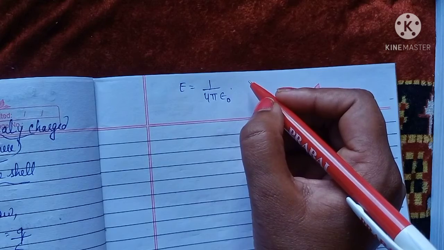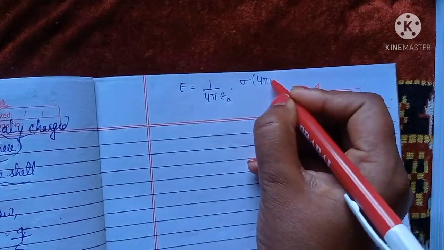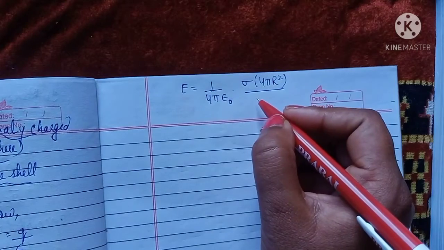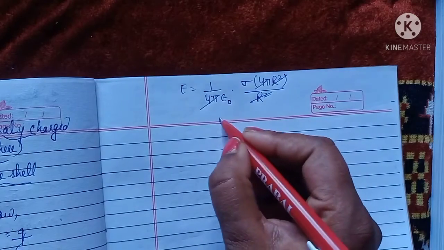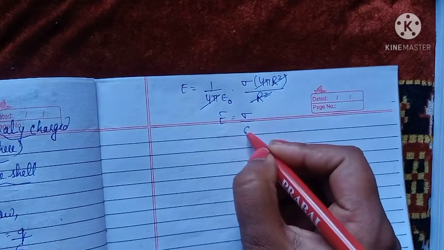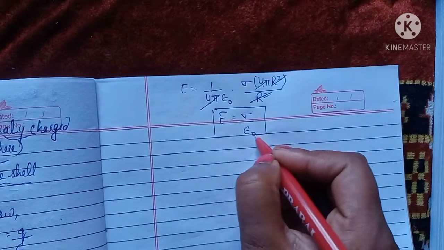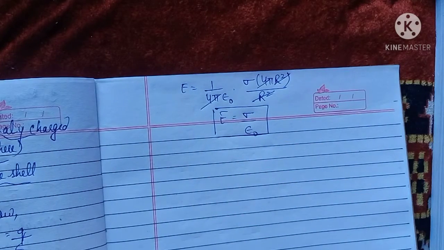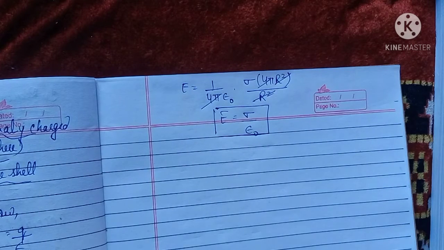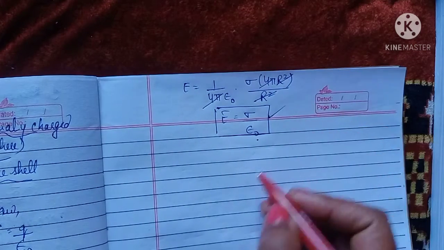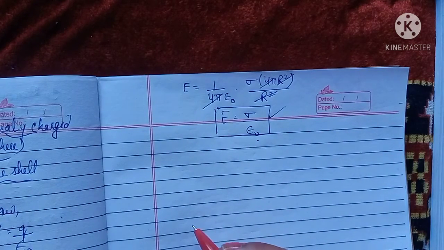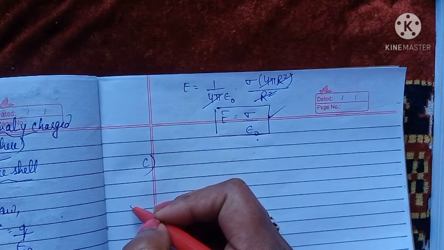What is the value of Q? Q is sigma 4 pi R square. And what is downward? It is R square. Now this will cut, this will also be cut. So the electric field is equal to sigma over epsilon naught, what we have discussed in the previous derivation also. Whenever there is a sheet having a finite thickness, the electric field is this. And in this case, when you have to calculate the electric field of a point that lies somewhere on the surface of a hollow sphere, the electric field equation is sigma over epsilon naught, right?